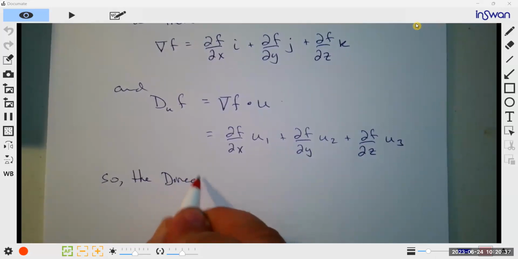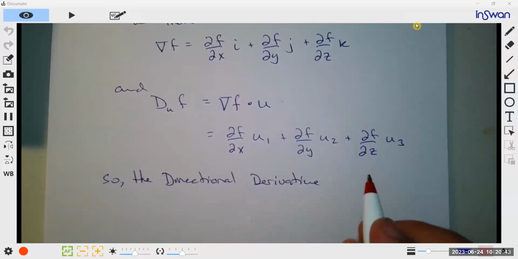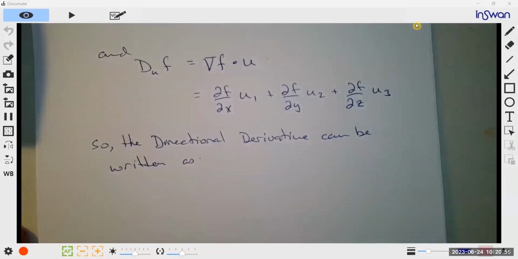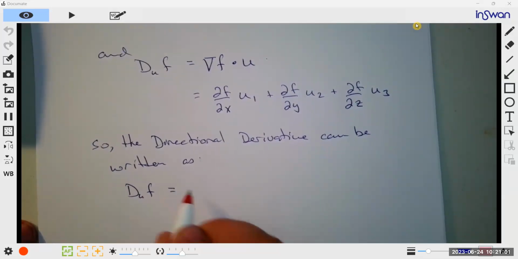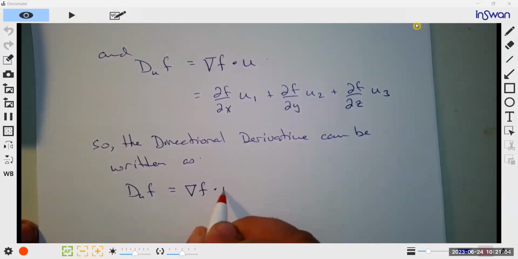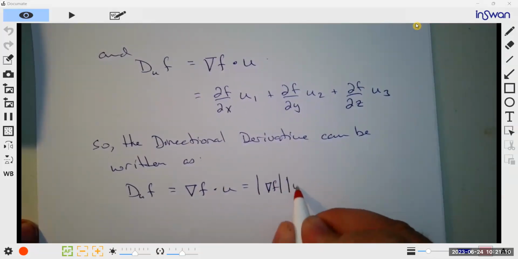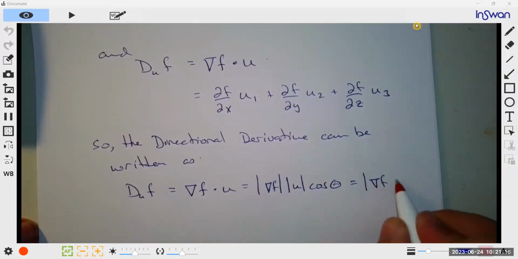So the directional derivative can be written as del f dot u, which is the magnitude of del f, the magnitude of u, cosine theta, or just magnitude of del f cosine theta.